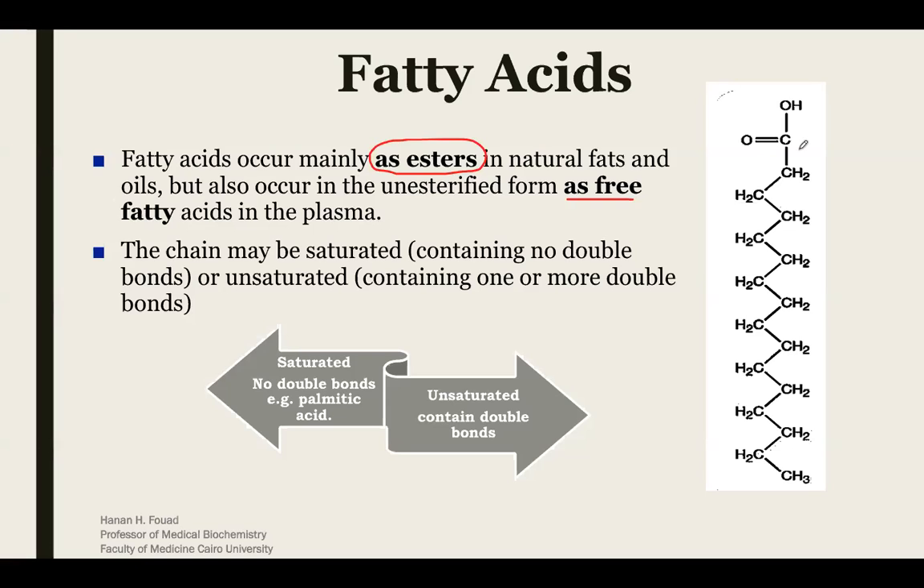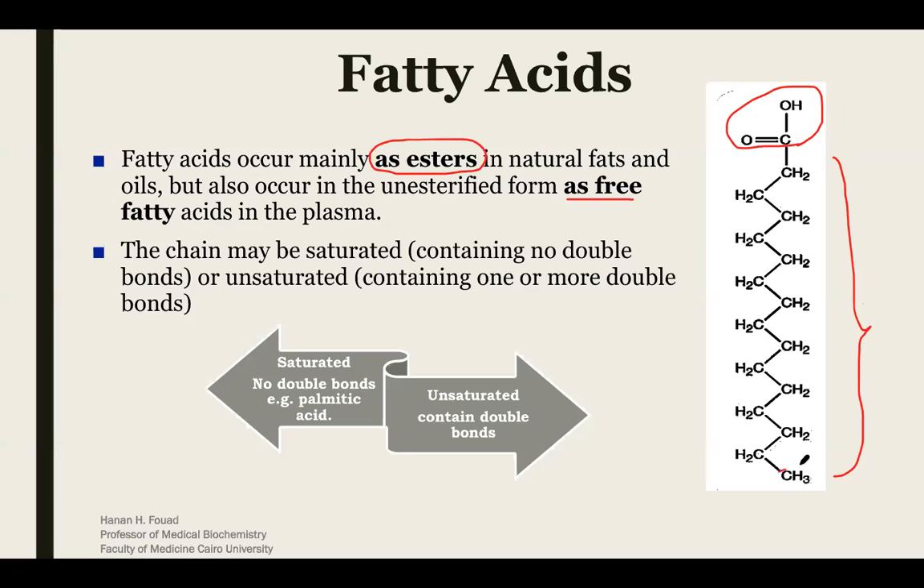How can I identify a fatty acid? This is the formula of the fatty acid. This is a carboxyl group which specifies an organic acid. The carboxyl group is also found in amino acids, which are found in proteins. Any organic acid contains a carboxyl group. And this is called a hydrocarbon tail.